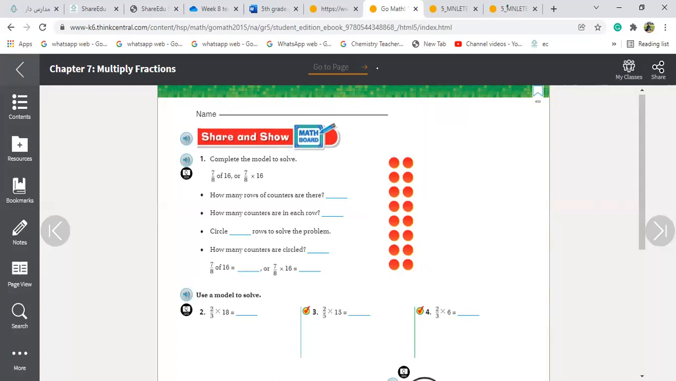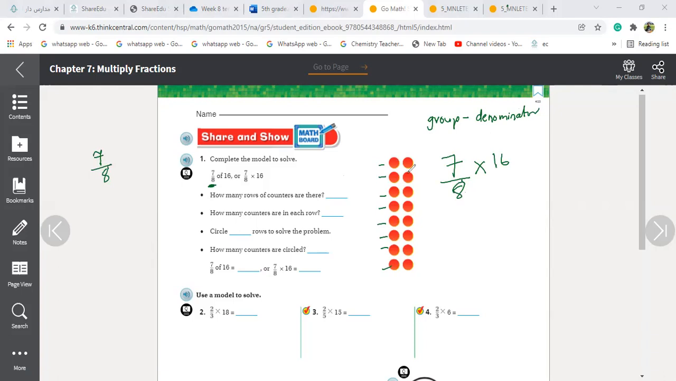Now, how many rows of counters are there? How many groups are there? Group means, if I ask you how many groups, that means the denominator. What is the denominator? Look here. The question is 7/8 times 16. What is the denominator? Denominator is 8. Very good.